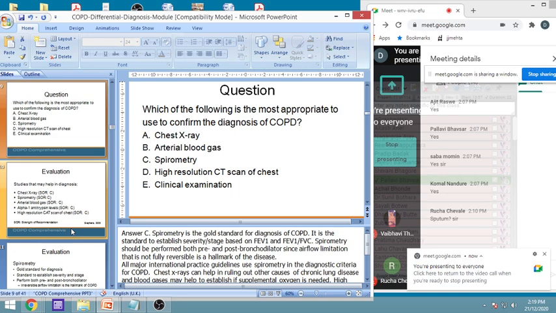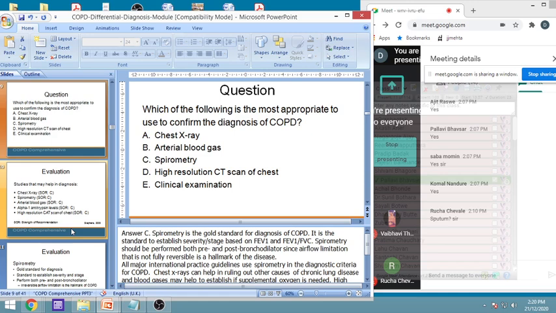So most important is spirometry, that gives very good differentiation from other conditions. We shall see about it. It is the gold standard for diagnosis of COPD. It is the standard to establish severity or stage, based on FEV1 and FEV1 by FVC ratios. It should be performed both pre and post bronchodilator, since airflow limitation that is not fully reversible is the hallmark of the disease.